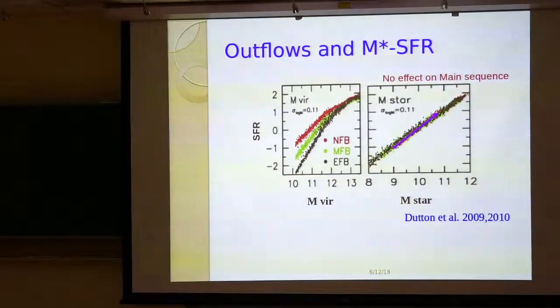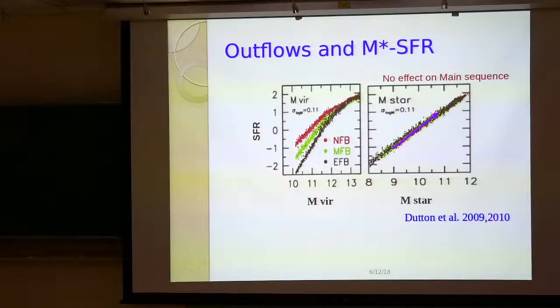So very briefly, the main sequence, this relation between star formation rate and stellar mass, has been shown to be really insensitive to feedback. There's a very simple argument for this: if you halve the star formation rate due to feedback processes, then the stellar mass, which is the integral of the star formation rate, would be half as well. So therefore, you remain on the main sequence.